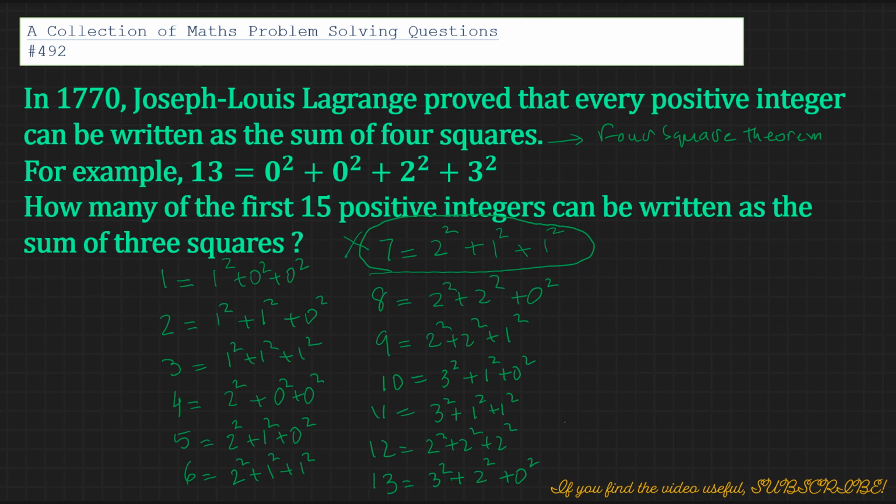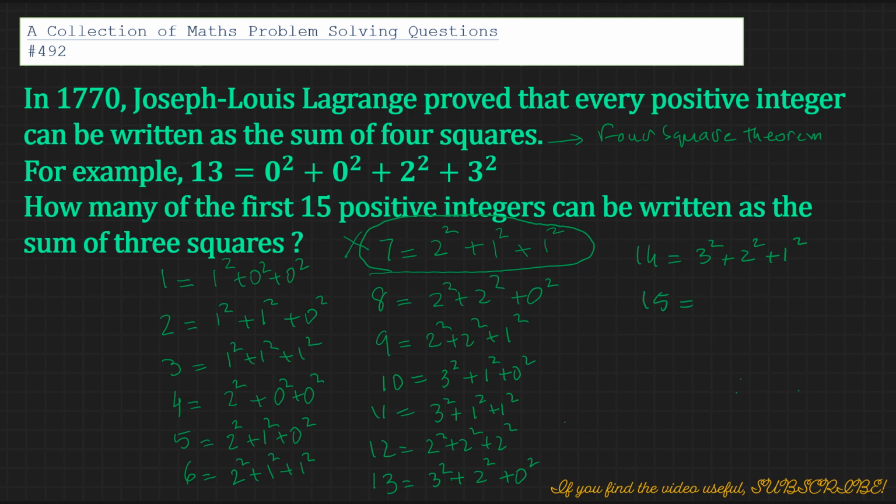And then I have to do up to 15. So 14, how do I write 14? 9 plus 6 is 14. So 3 square is 9, plus 4 is 13, plus 1 square. So 3 square plus 2 square plus 1 square, 9 plus 4 is 13 plus 1, 14.